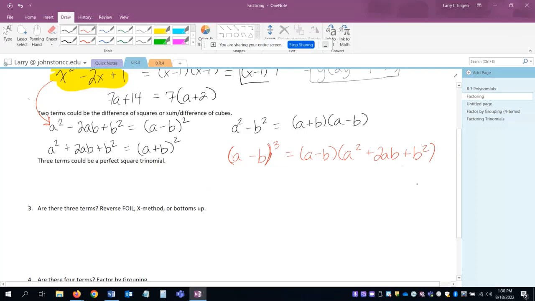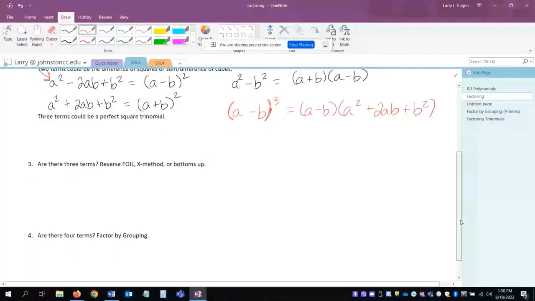All right. So let's move on to the cases of, are there 3 terms or 4 terms or 2 terms? If there's 2 terms, this is typically a difference of squares, difference of perfect squares, a difference of cubes, or a sum of cubes. If there's only 2 terms, this is usually going to be one of those cases.